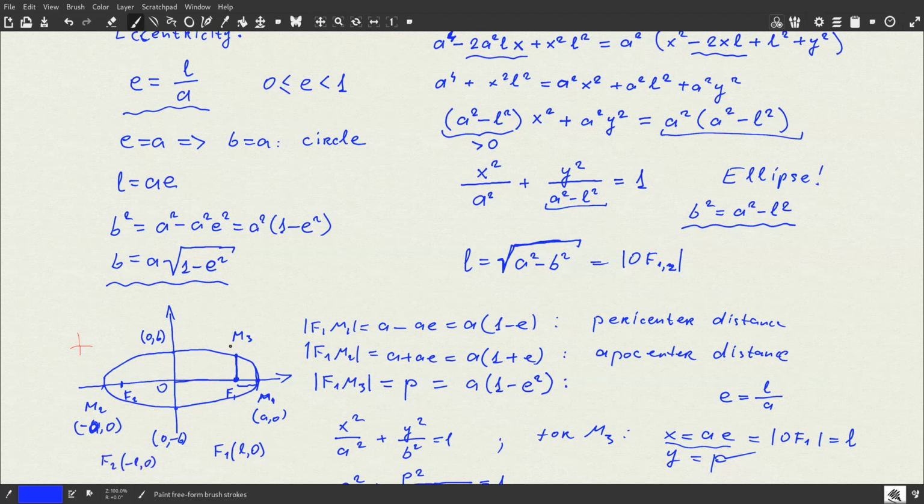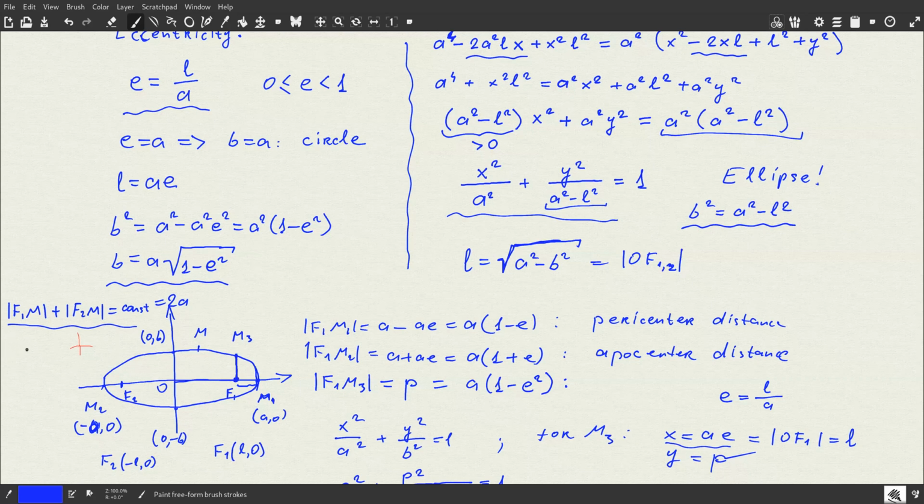Then we introduced this, the two points are not just accidental points. For any point M, we would have a property that F1M plus F2M equals a constant. And we have shown that this constant is equal to 2 times A. Then by expanding, you remember this algebra which we did, by expanding this actual equation, we arrived at x squared over a squared plus y squared over a squared minus l squared equals 1. From that, we immediately found that L equals the square root of a squared minus b squared. From then, we just by definition introduced the eccentricity as L divided by A, and then our geometry takes shape.